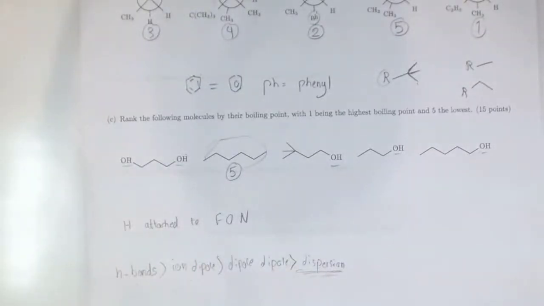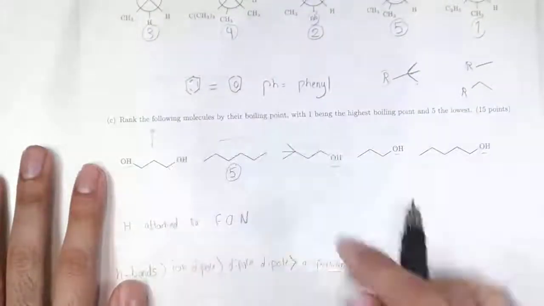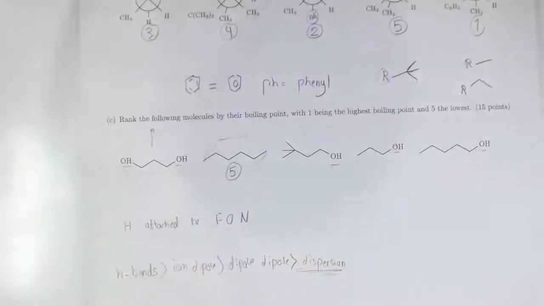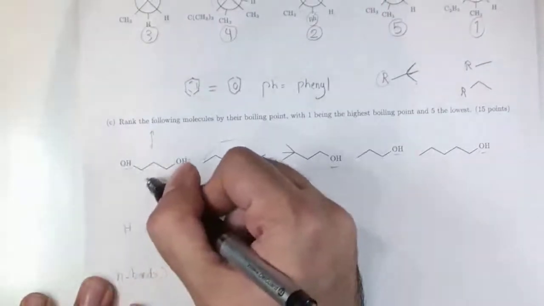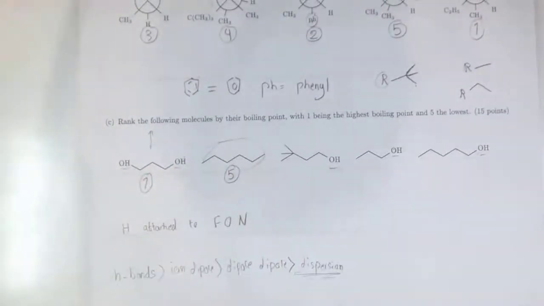So that would mean the frequency of my hydrogen bonding is going to be higher in my first compound compared to the rest of these guys, because I have 2 hydrogens on each equivalent of my compound that could hydrogen bond. Therefore, this would be my number 1.